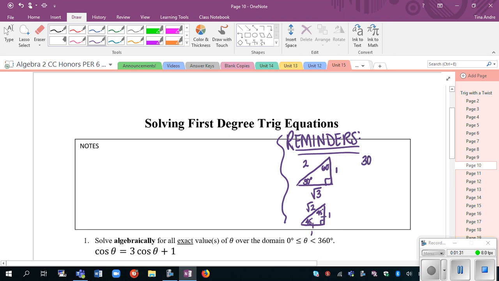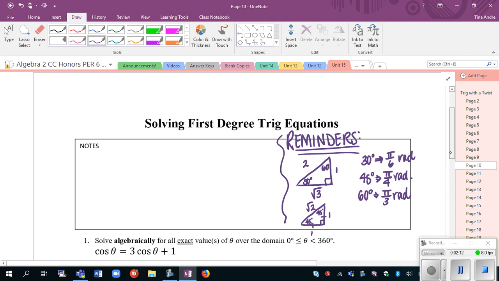30 degrees is the same thing as saying pi over 6 radians. 45 degrees is the same thing as pi over 4 radians. And 60 degrees is the same thing as pi over 3 radians. A quick way to remember these is to think about pi radians as 180 degrees. So 180 divided by 6 gives me the 30, 180 divided by 4 gives me 45, and 180 divided by 3 gives me the 60.